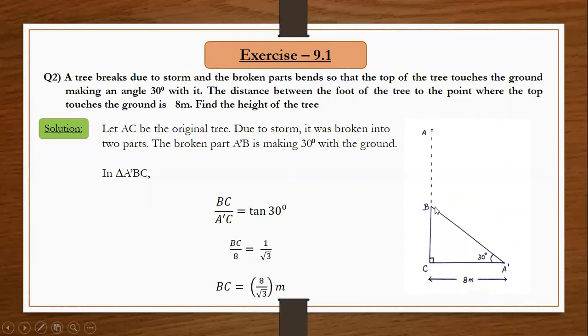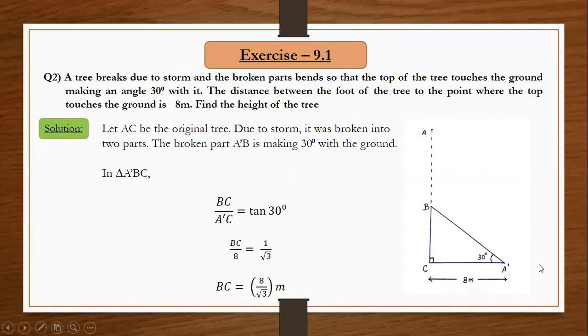So for BC, in triangle A dash BC, BC by A dash C is tan 30 degree, opposite side by adjacent side. So BC by 8 is 1 by root 3. BC is 8 by root 3 meters.